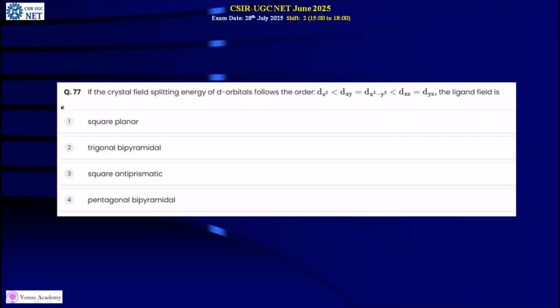Next, question number 77, if the crystal field splitting energy of d orbitals follows the order dz square, dxy, dx square minus y square, dxz, dyz, the ligand field is, option number 4 is the correct option, students.